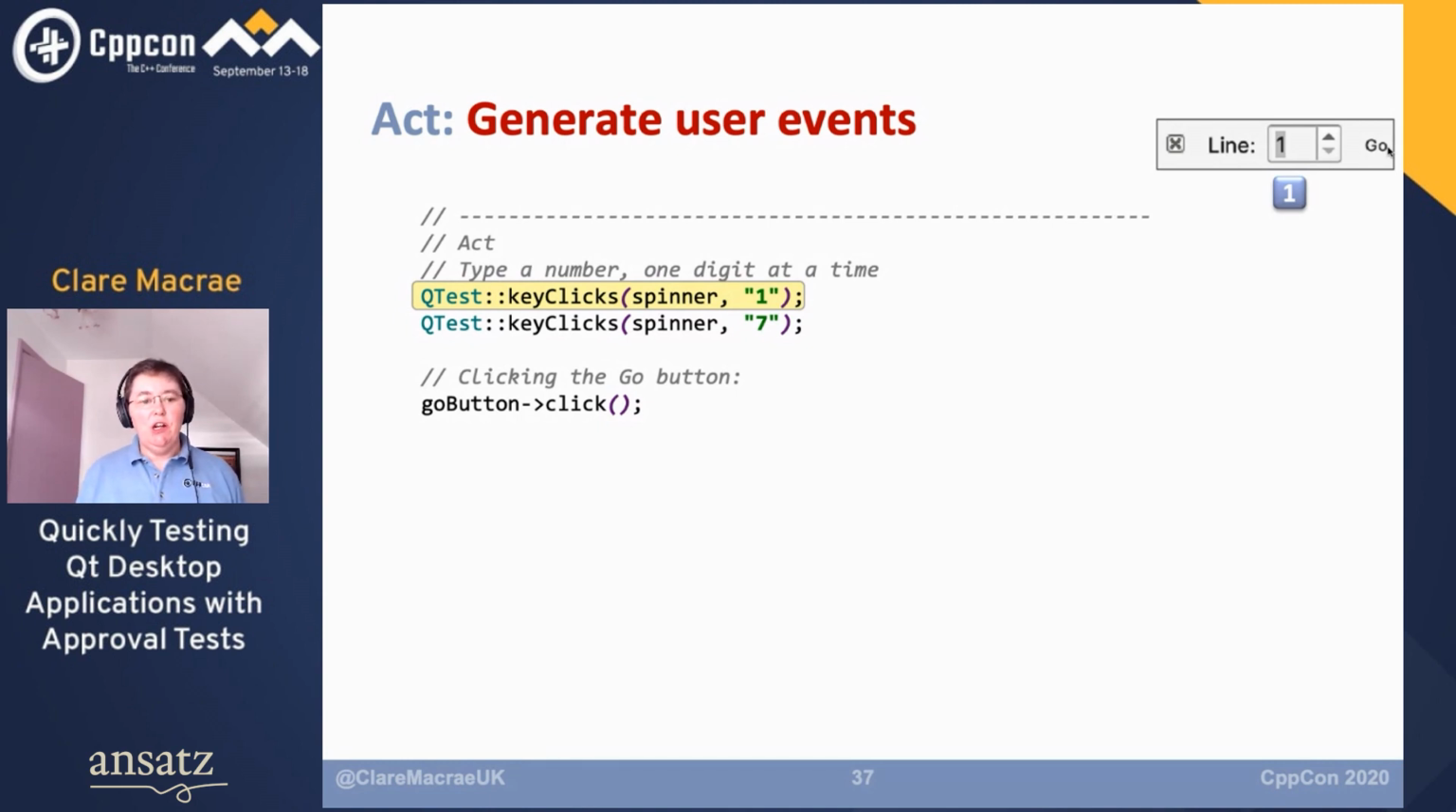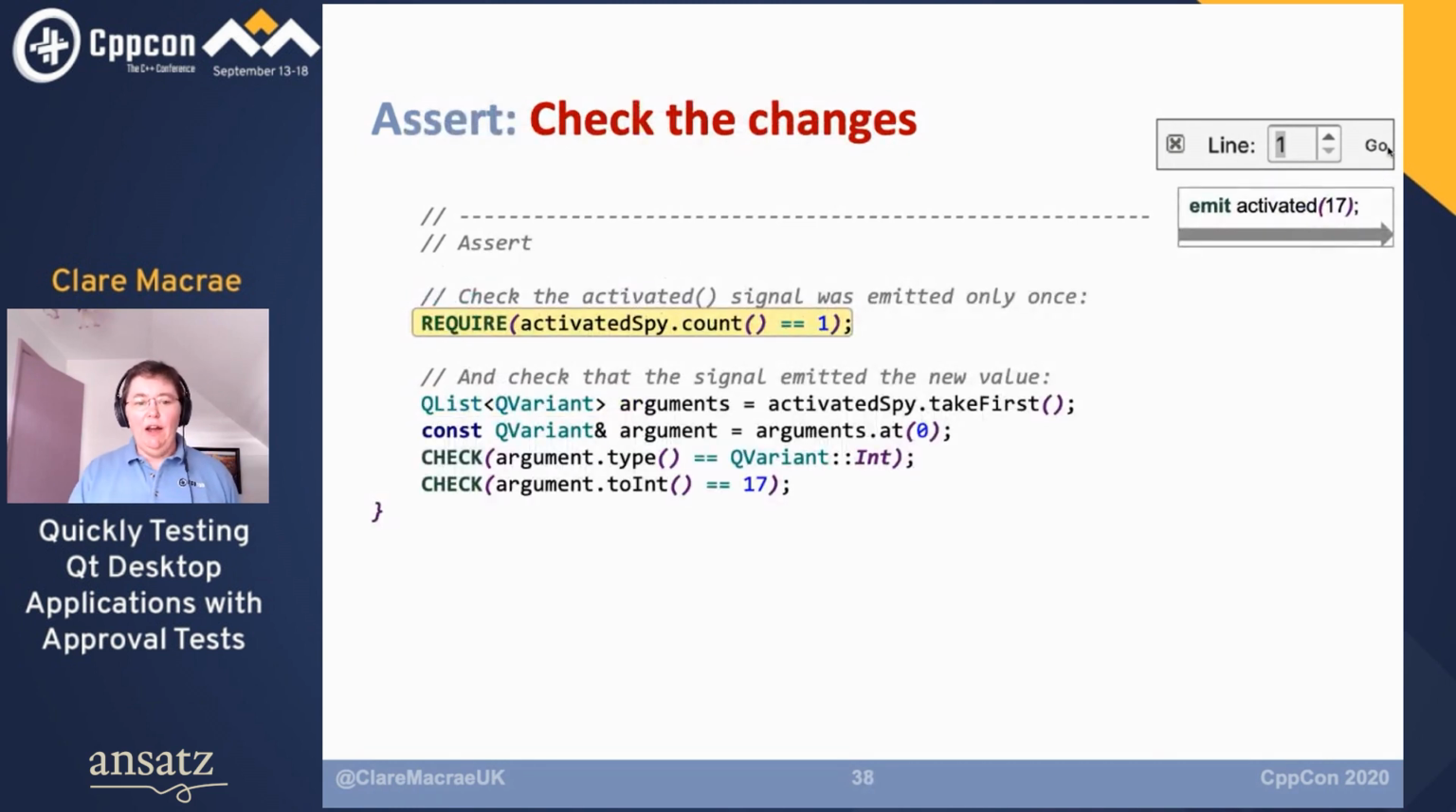So the user is going to click 1 in the spinner, and then 7, or our simulated user, and then click on the Go button. And finally, we get to our assert. So we're going to require that the activated signal was emitted once and once only.